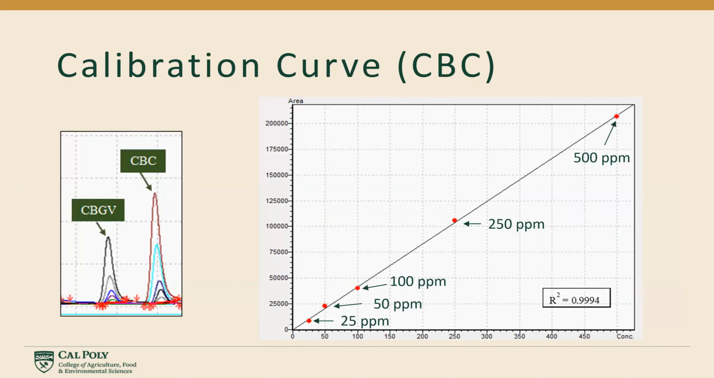This is CBC, which is cannabichromene. Each peak in the set of peaks corresponds to a concentration in parts per million. We made a dilution series of 5 levels with 500 ppm, 250 ppm, 100 ppm, 50 ppm, and 25 ppm. This specific calibration curve had an R-squared value of 0.9994. And all cannabinoids were calibrated to have R-squared values greater than 0.99.